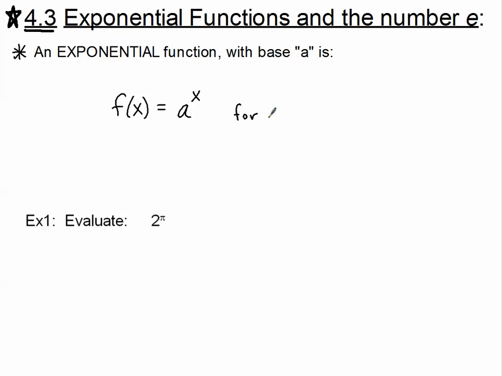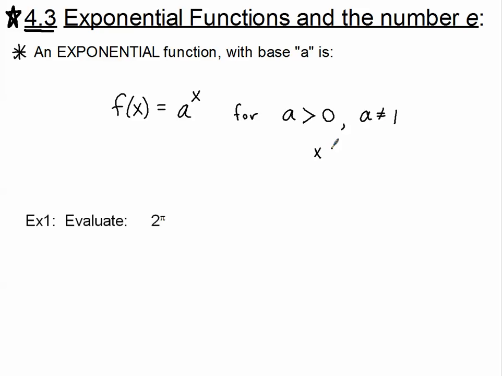Now, there's a couple restrictions on the base. Our base, first of all, has to be a positive number. So a is going to be greater than 0. We're not going to be looking at bases that are equal to negatives. One positive number that a cannot be equal to is 1. And if you think about it, that makes sense. If our base were 1, then our function would basically just be a straight horizontal line. So that's no good. So a can be any positive number except for 1.